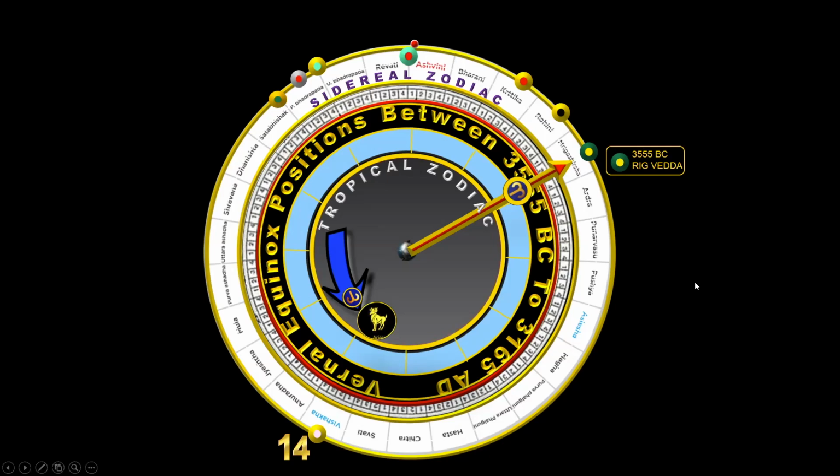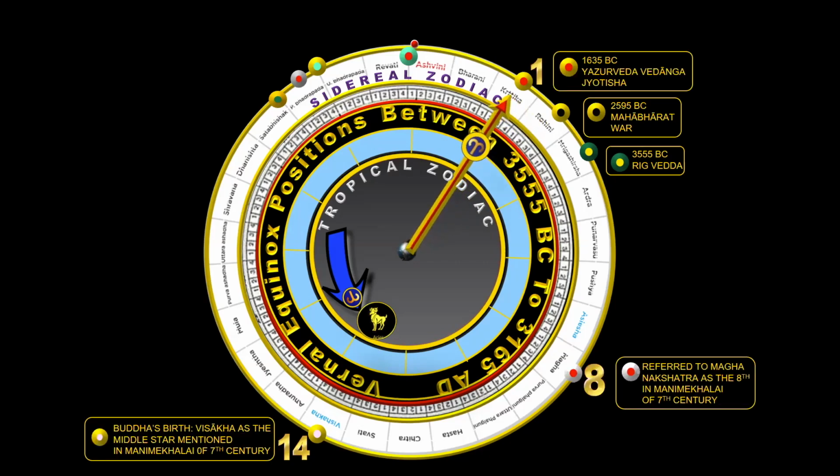Slowly, at the rate of 1 degree for every 72 years, the vernal equinox began to move, and finally it is opposite Rohini when the Mahabharata war took place in 595 BC. And again it continued to move. Then it was the Kritika Nakshatra, that is the Vedanga Jyotisha period, when this Vedanga Jyotisha came into being and was recognized.